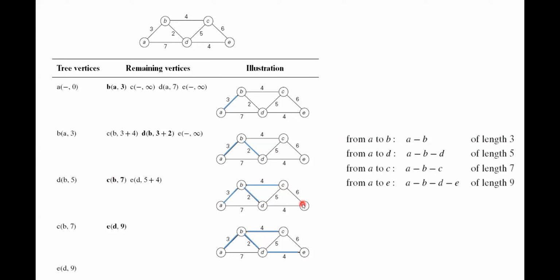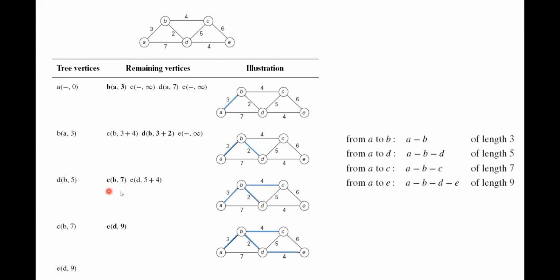Okay, E. Can I reach E now? Yes. From D, I can reach E. Because the considered nodes are A, B, D. From A, I cannot reach E directly. B, no direct connectivity, but from D, I can reach E. So what is the cost? 3 plus 2 plus 4. So 3 plus 2 is 5. 5 plus 4 is the cost to reach E. I think it is clear.